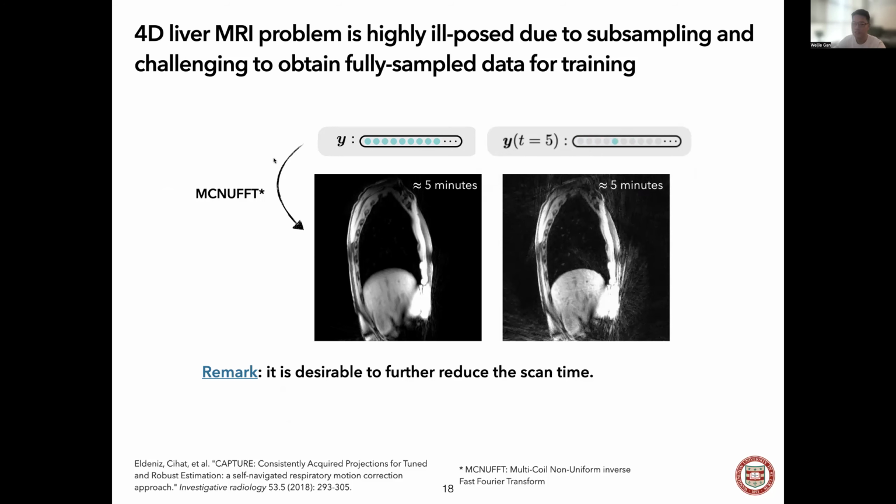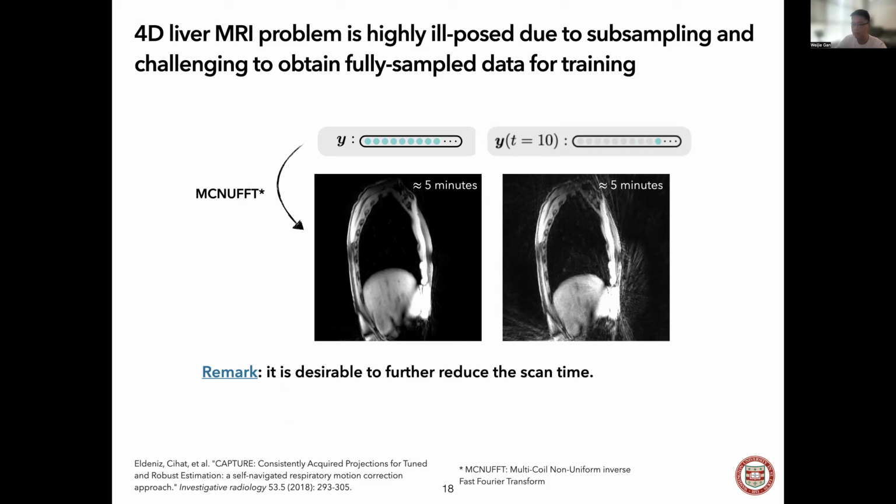However, the issue is that the binning is essentially doing subsampling. So from the images or the video on the right side, you will see there's a lot of noise artifacts and streaking artifacts due to the subsampling. And also this measurement binning prolongs the whole scanning time. So here's a 5-minute scan. 5 minutes in MRI is not too short, but if you look at the images on the right side, the quality is not good.